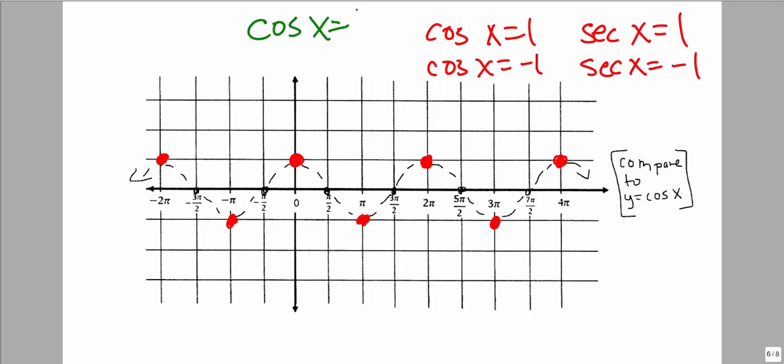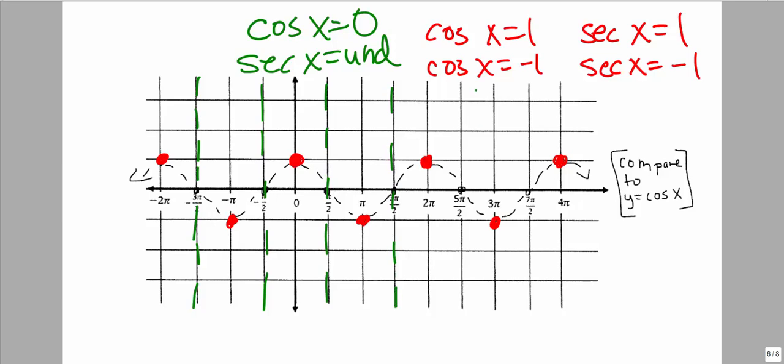If cosine is 0, then secant, well, the reciprocal of 0 is undefined. So everywhere, all of those odd multiples of pi over 2, everywhere that cosine is 0, secant will have an asymptote. So that means secant is undefined at those multiples of pi over 2. If cosine is positive, then secant is also positive. Remember, reciprocal, we keep the same sign.